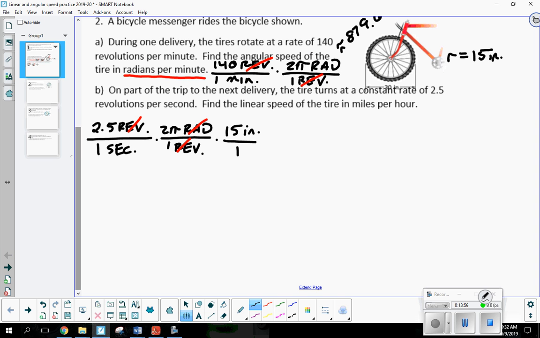Okay, so let's start with the inches. I've got to go from inches to miles, so I'm going to do that through feet. Where should I put the inches on the next fraction? Bottom, because I want those to cancel.